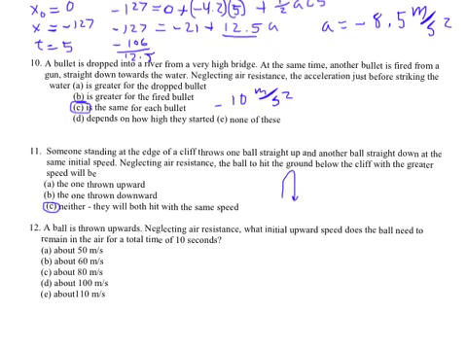Now, a ball is thrown upwards, neglecting air resistance. What initial speed does the ball need to remain in the air for 10 seconds? Well, it's going to go up and stop and come back down. Now, with these up and down problems, you need to keep in mind that this right here is where it reaches a velocity of 0. That's halfway through. So it's easy if you think about it in terms of it slowing down at 10 meters per second squared. If it's in the air for 10 seconds, it reaches the apex at 5.